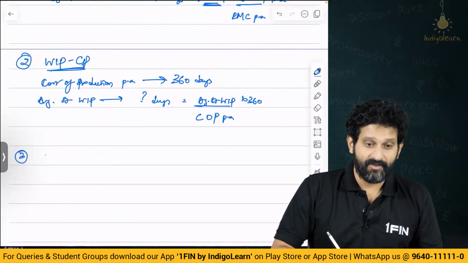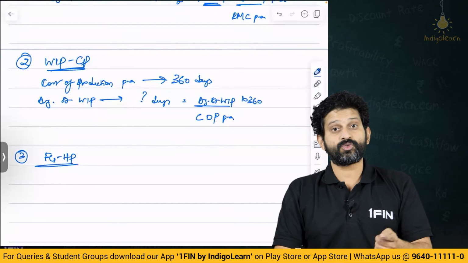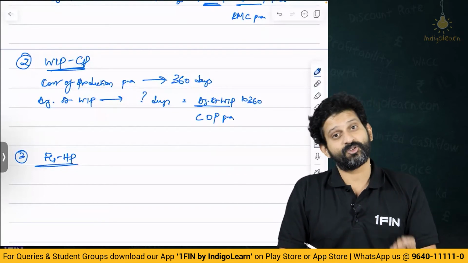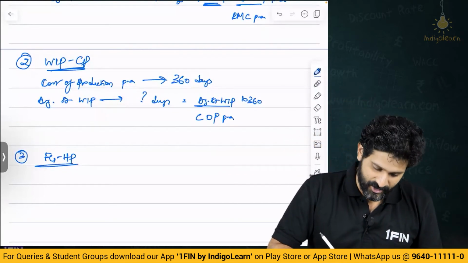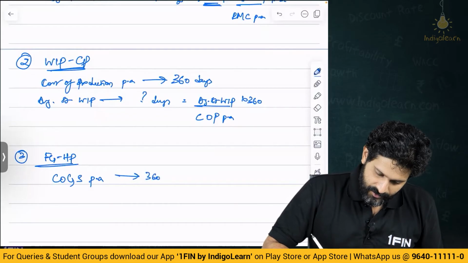Then what is our finished goods holding period? For this finished goods, what will we take? Not cost of production plus opening stock of finished goods minus closing stock of finished goods, that is cost of goods sold per annum. This is for 360 days.